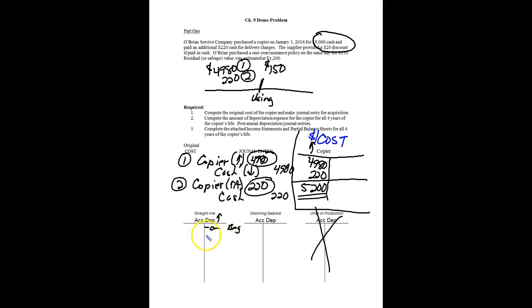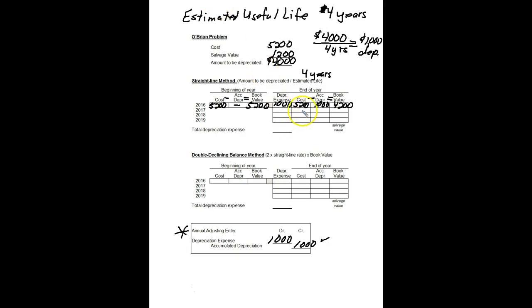And then for 2016, we had a credit of 1,000. So again, at the end of 2016, we had a $1,000 balance. So what we would see in the accounting records and on the balance sheet is this asset of $5,200, accumulated depreciation of 1,000, and that's what I've put in here. Okay, so that's the end of 2016.